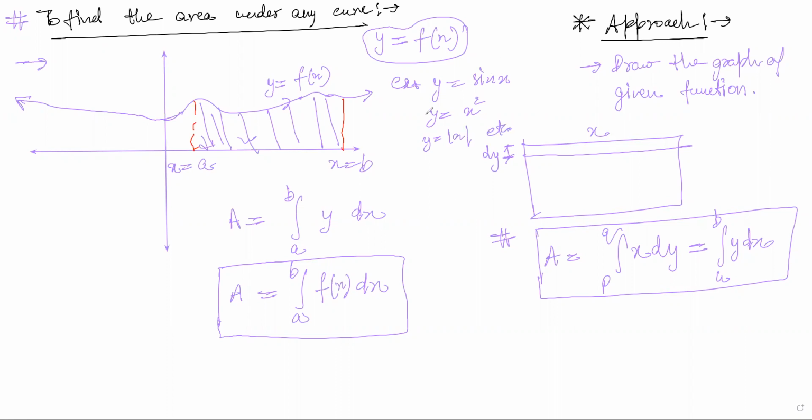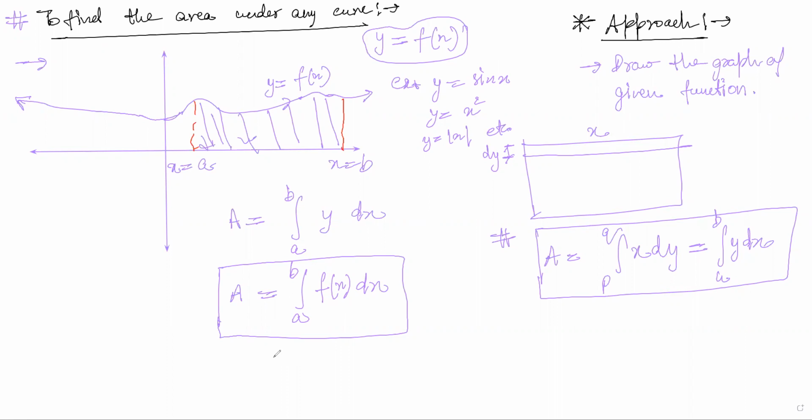So if the function is given in this form, you would need to calculate the area using this formula. You'll be given the value of a, the value of b, and f(x). All of these things would be given, right? Now, how to identify that, we will discuss a little later. But yeah, that's the approach.